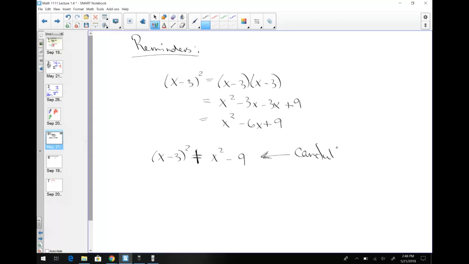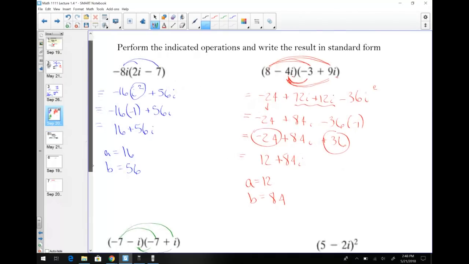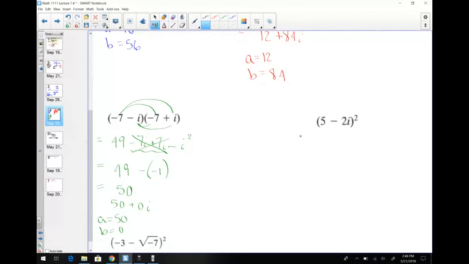Careful on this. Be really careful on this. A lot of people end up making this mistake. Don't let it be you. So with something like this, it means that I actually have to write this out.